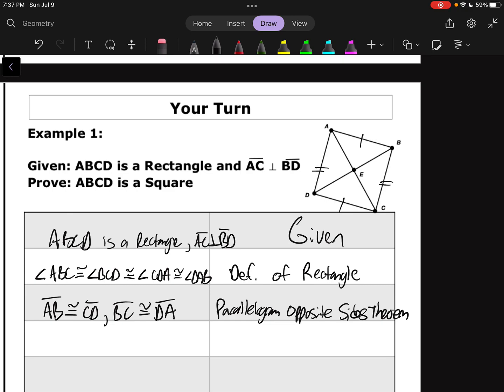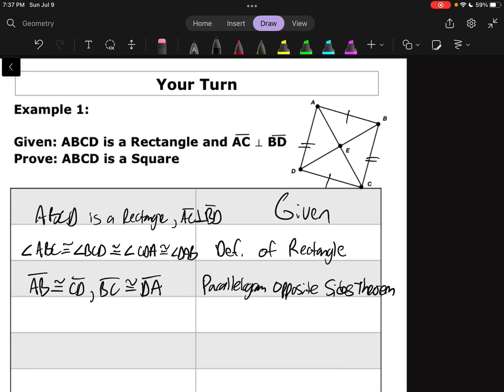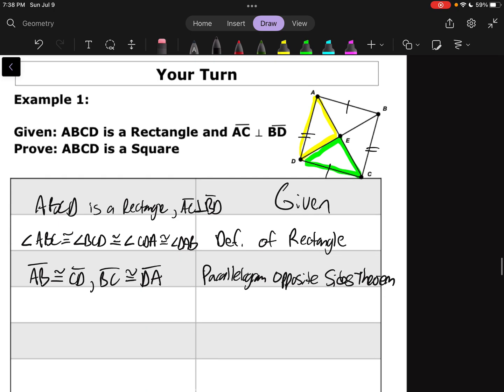Now we're trying to show that this thing is a square. So what we really need to do is show that we've got all 4 sides being the same. So I'm going to focus in on these 2 triangles. If I can show that those 2 triangles are congruent, that shows that DA and CD are the same, which would mean by substitution that all 4 sides are the same. So let me start getting some things being congruent between there. I know that DE is congruent to DE. That's the reflexive property.